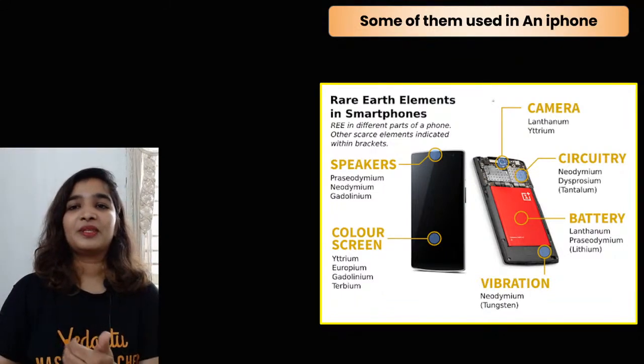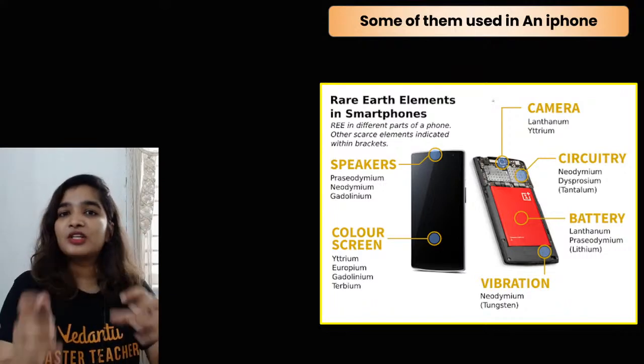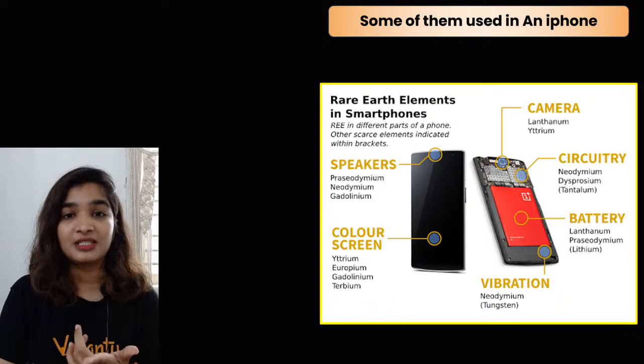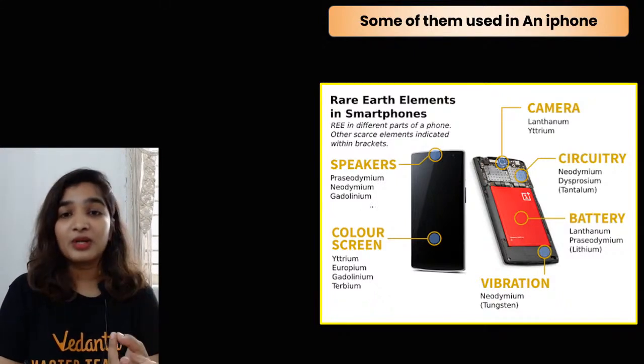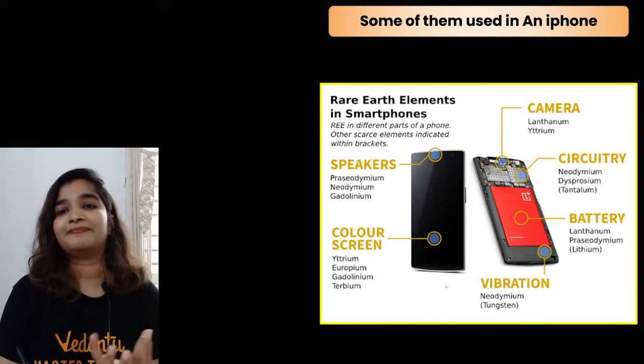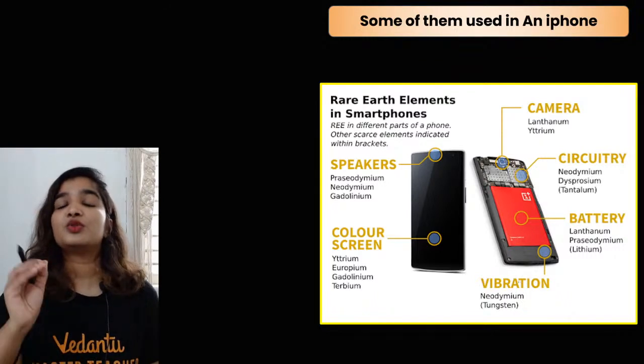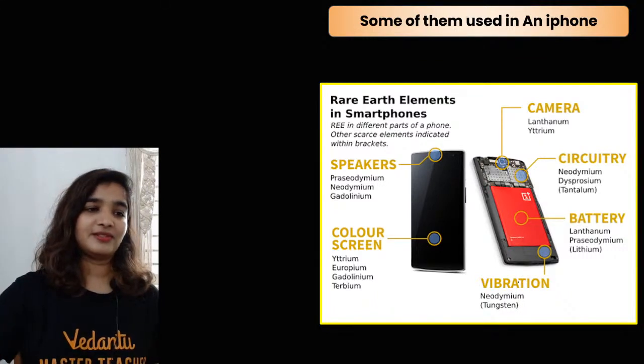See, for camera, we are using lanthanum, yttrium. If you want to know its function, we have added this picture. In speakers, gadolinium, niobium, and then color screen, yttrium, europium, terbium, tungsten for vibration. We are using so many elements.